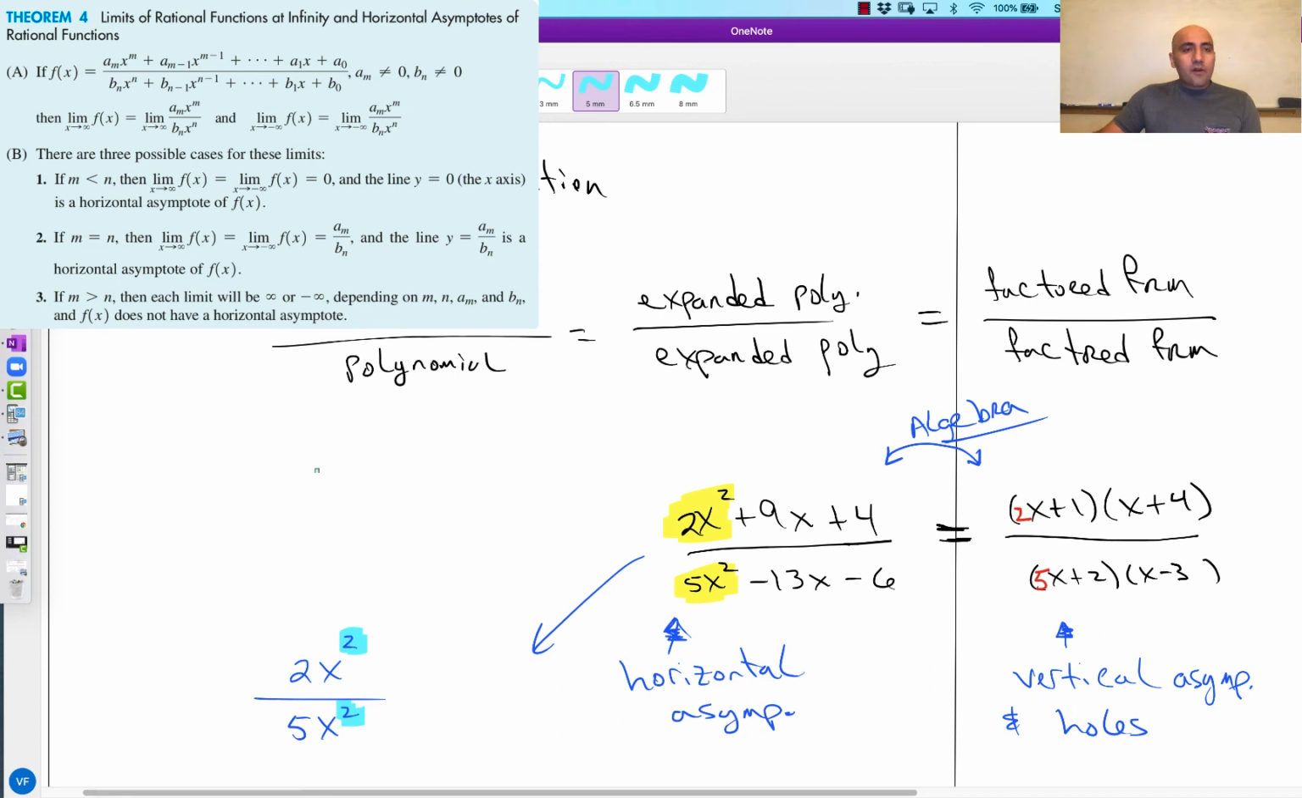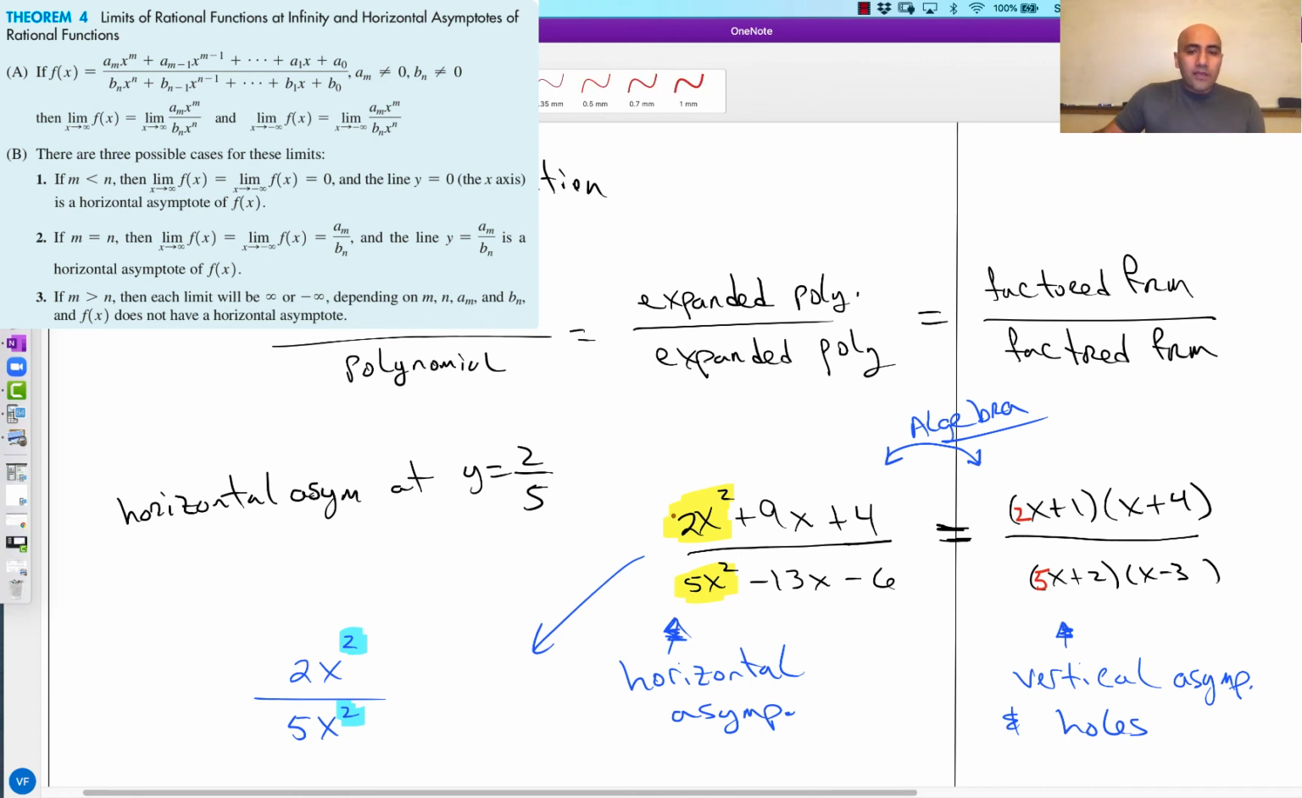If those powers are the same, then there will be a horizontal asymptote at y equals the numbers in front. So in the way I've written it right now, this indicates that there will be a horizontal asymptote at the line y equals 2/5, right? That's what that means, because they match. And now there's nothing special about 2, they just have to match.